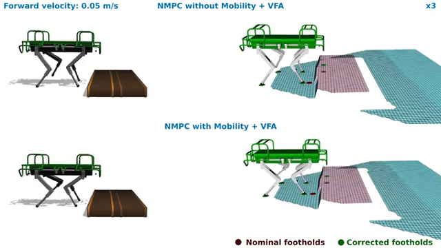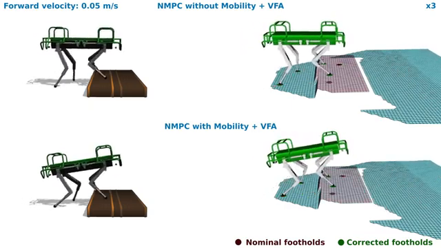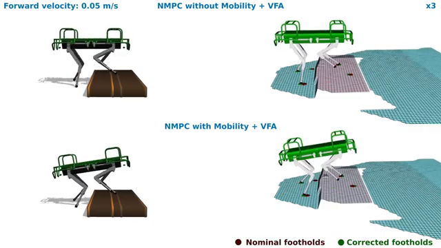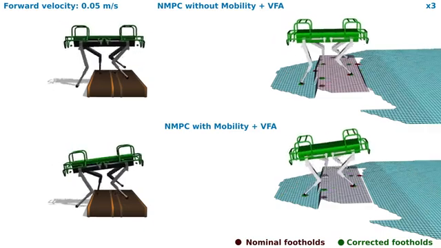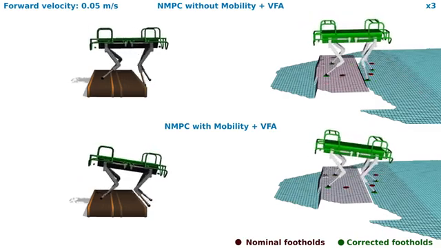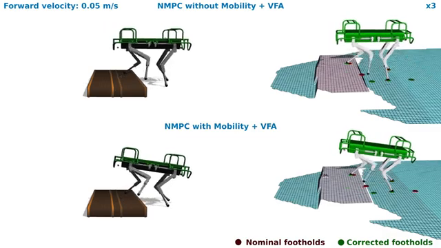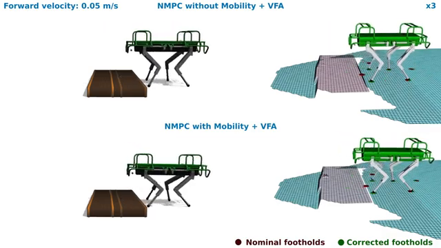First, we run the NMPC with and without mobility to traverse a pallet. The NMPC without mobility maintains a constant horizontal orientation of the robot's base, hence reaching the kinematic limits in some legs. On the other hand, when the mobility is turned on, the robot pitches while climbing up and down from the pallet to maximize the leg mobility and stay away from the kinematic limits.